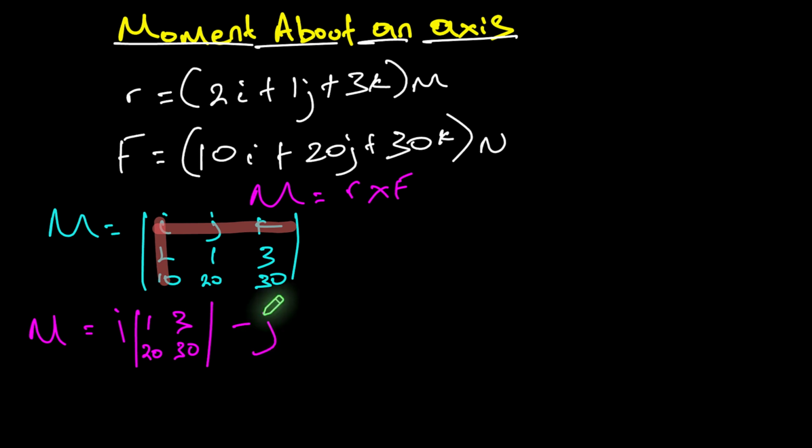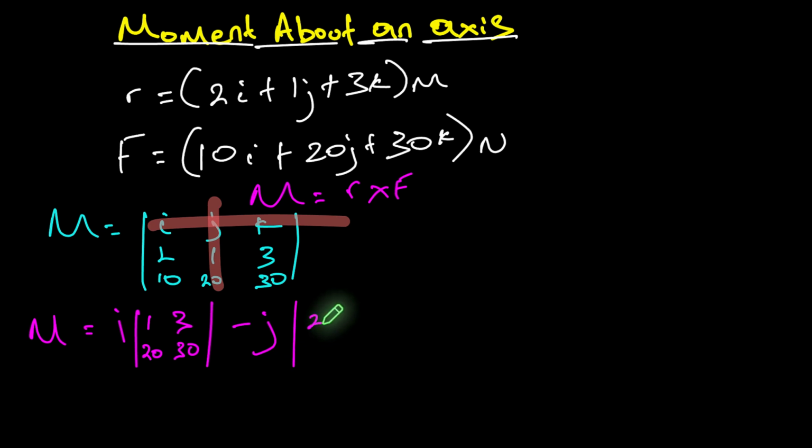I did say I'll do a video on why that is so, and I'll definitely cover that, so just look out for that video. Now for the j, we're going to do the same thing. So we're going to cross out the elements that are in the same row and column as j. So if we cross out our i, j, and k and cross out that column, then what we're left with for the j is the determinant. So that's what these lines mean. So the determinant of 2, 3, 10, 30.